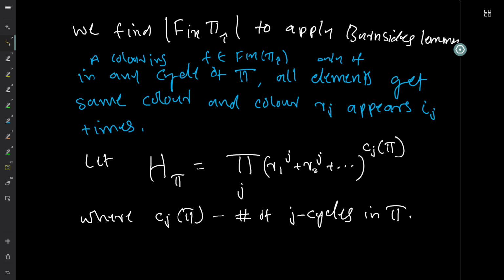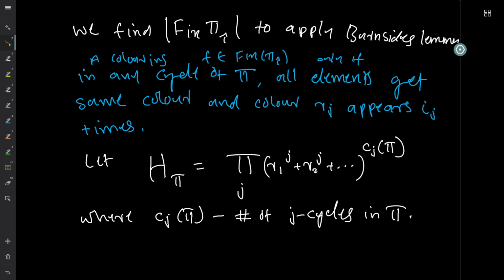So when you expand out, over all the j, you write r1 raised to j plus etc., cj times. Like this for j equal to 1, then j equal to 2, j equal to 3, etc. So we do this for all possible j, and then we get this huge product of different sums, and a monomial in the whole product is going to come from choosing some rk raised to j from each of these terms.